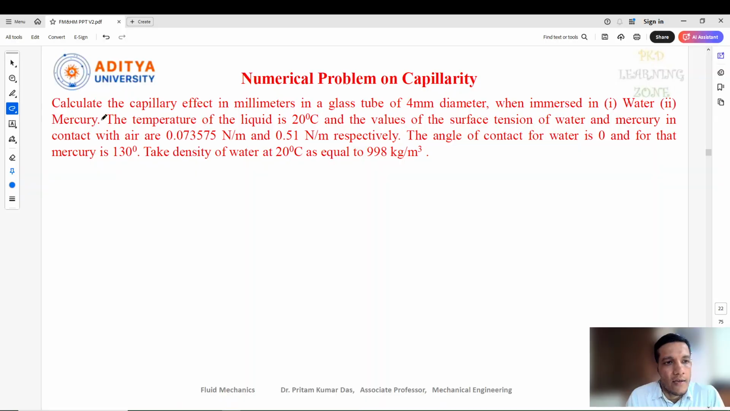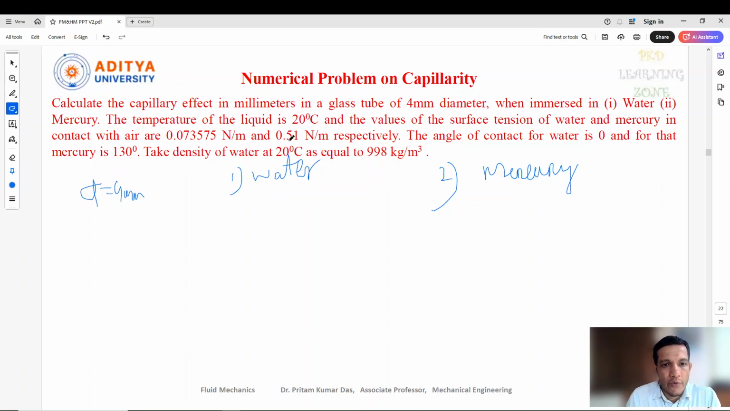Now here, calculate the capillary effect of millimeters in a glass tube of 4 mm diameter. Again, D is given, that is 4 mm. Similar kind of question, 4 mm diameter given when it is immersed in water and mercury. Okay, two things again. One is water, second one is mercury. So both we can calculate.